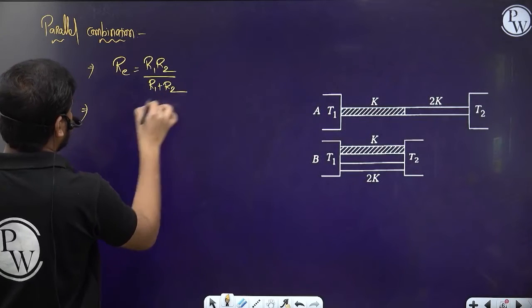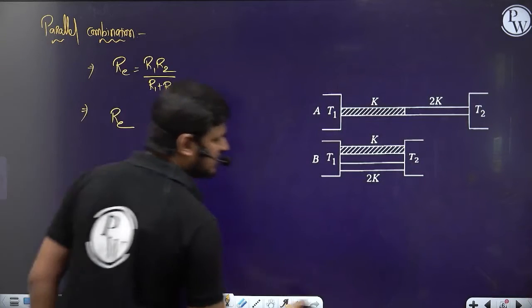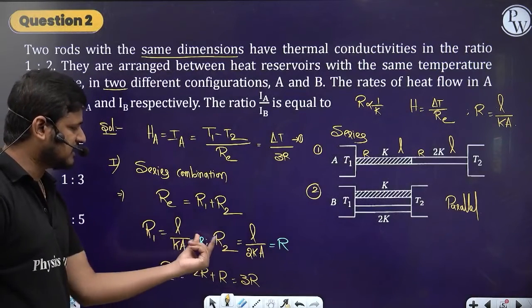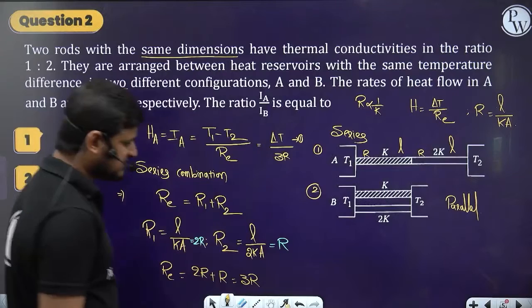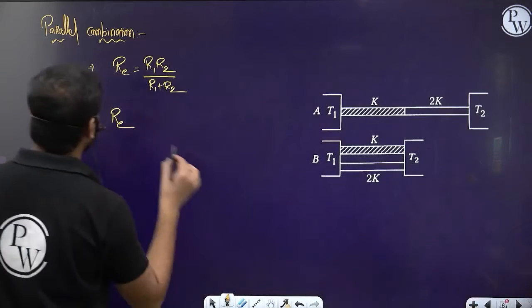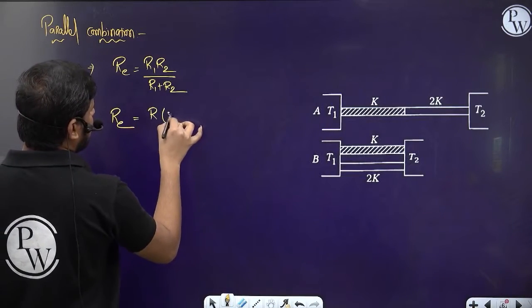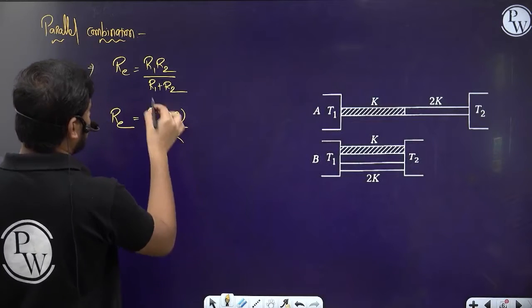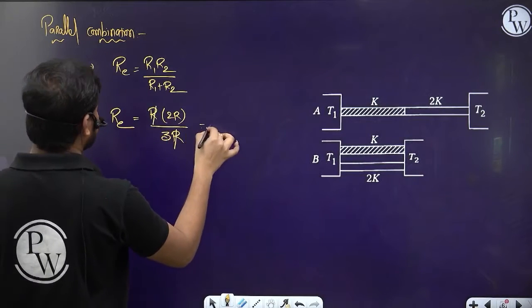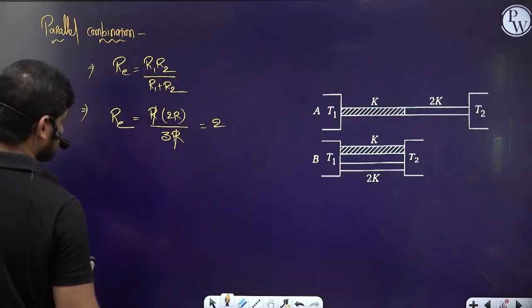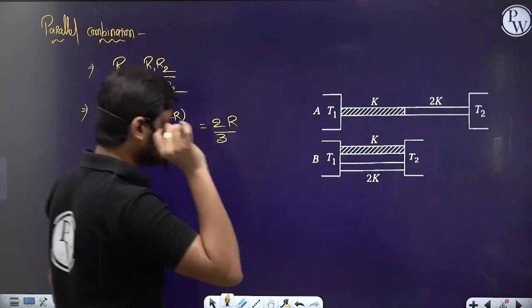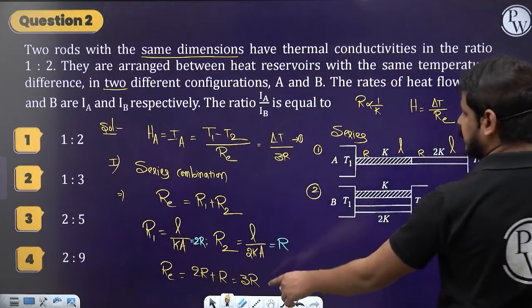So we have one is R, the other one is 2R. The two thermal conductors have the thermal resistance R and 2R. So simply here R and 2R by R plus 2R, which is 3R. So R gets cancelled. This comes out to be 2R by 3. So here we got 2R by 3 and here it is 3R.